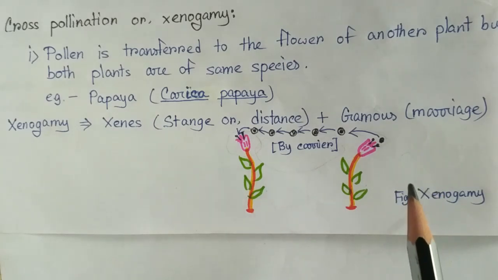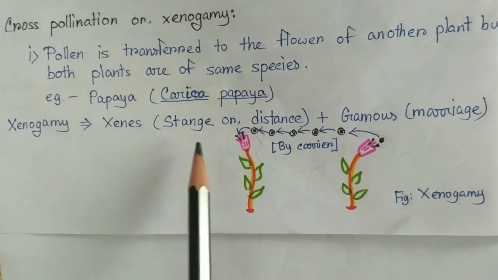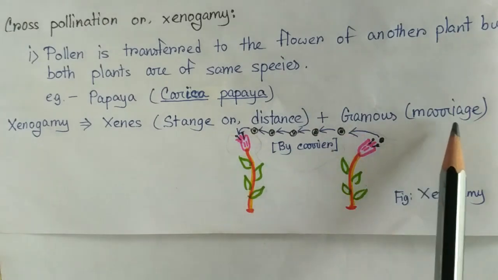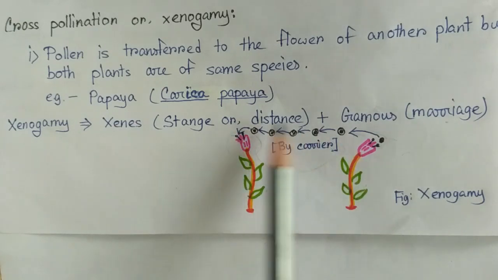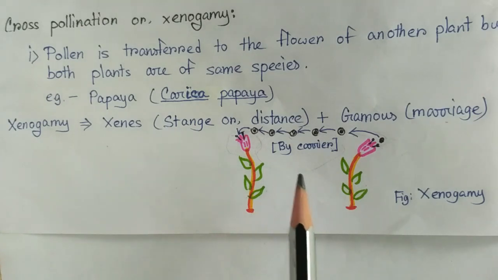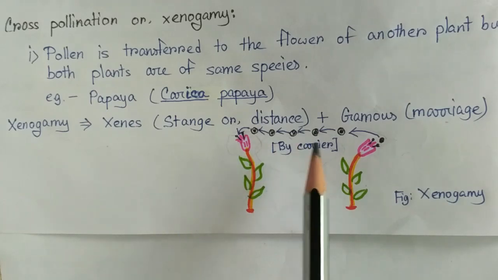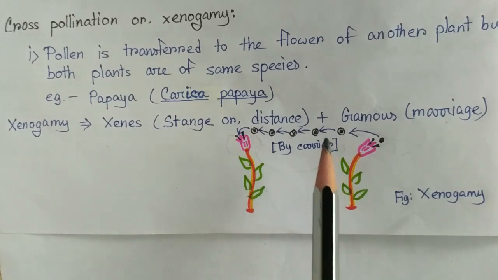Example, papaya. The scientific name of papaya is Carica papaya. Now, why is it called xenogamy? Xenos means stranger or distance. Here is the distance. And gamos means marriage. Meaning where distance marriage occurs between two plants, it is known as xenogamy or cross pollination. And on the basis of different types of carriers, we differentiate different types of cross pollination and xenogamy.